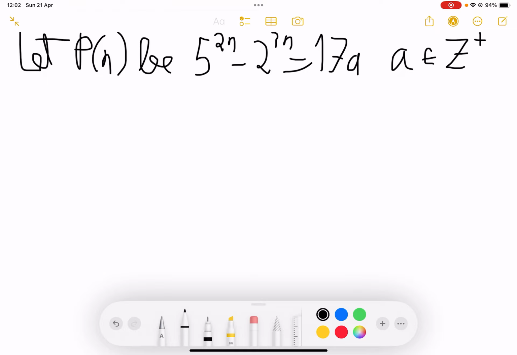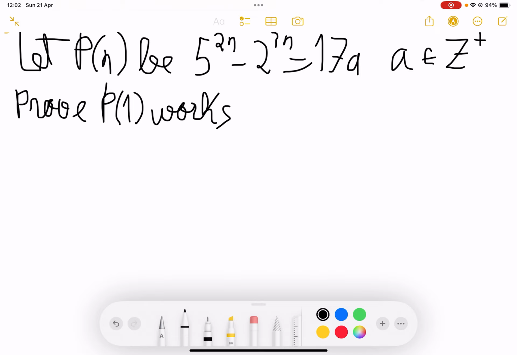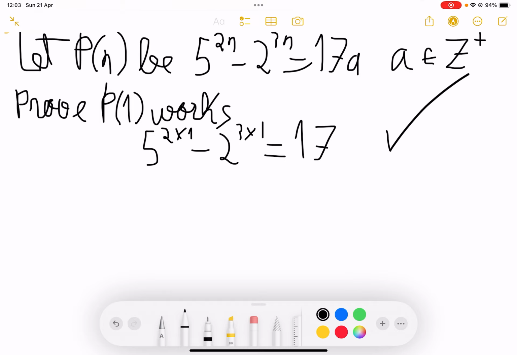Therefore, prove that P of 1 works. So, 5 to the power of 2 times 1 minus 2 to the power of 3 times 1 is equal to, well, 5 squared is 25, minus 2 cubed is 8, which is equal to 17. Therefore, our starting condition works.